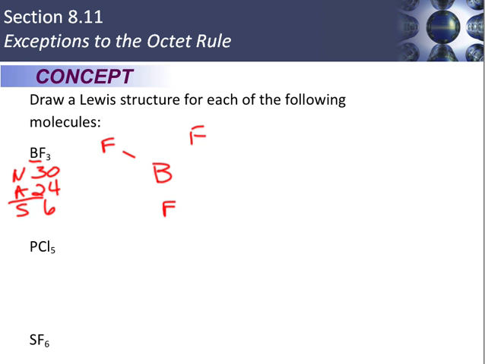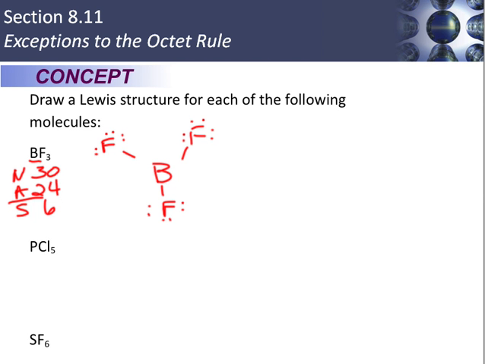So the 6 electrons are here. How many do we have left to pass around? 18. So 2, 4, 6, 8, 10, 12, 14, 16, 18. That one was easy. So the B and the BE, no big deal.